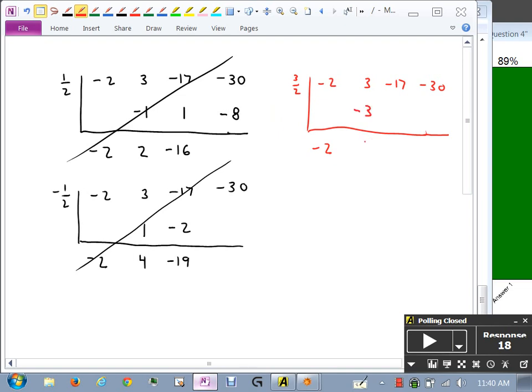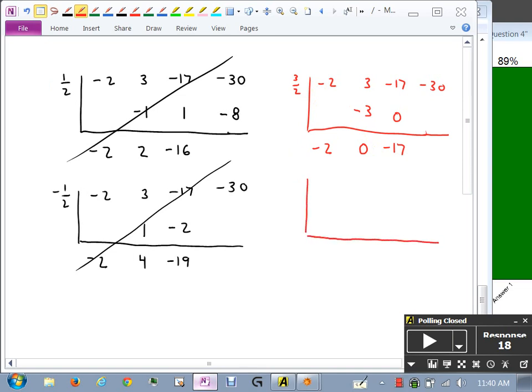Add down, 0. Anything times 0 is 0, so 0 here. Add down negative 17. Oh, no, that's not going to work, is it? Right, that's not going to work. So, yeah, negative 3/2 is what I'm going to go to now.